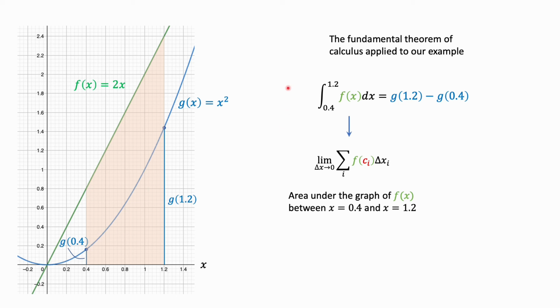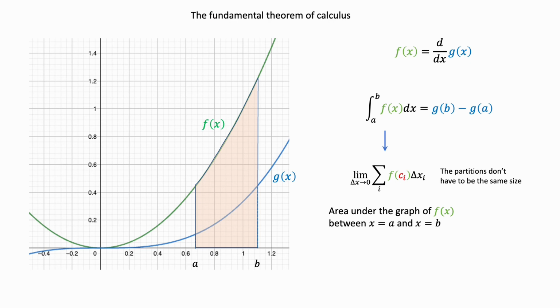So this is the fundamental theorem of calculus applied to our example, where we took a function f of x is 2x and g of x is x squared. This is the way it would be stated for our particular example. But I think you can see very clearly that this derivation didn't really depend on g being a certain function and f being a certain function. The only important thing is that the function f is the derivative of g.